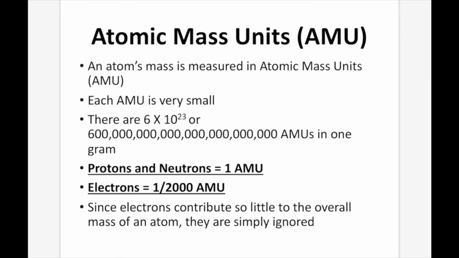Atomic mass units, or AMUs. An atom's mass is measured in atomic mass units. It's so small you can't use things like grams effectively. There are approximately 6 times 10 to the 23 AMUs in a single gram. Each proton and neutron equal 1 AMU each. So if you have 1 proton and 1 neutron, your total atomic mass would be 2 atomic mass units. Electrons are only 1/2000th of an AMU, so we generally don't count them when we're doing our calculations.